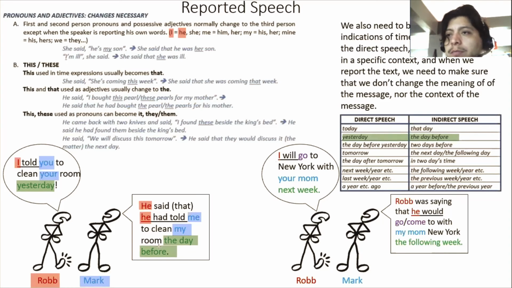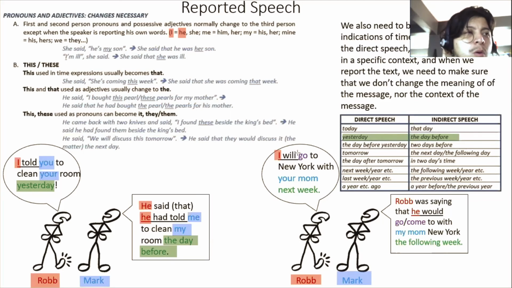Tenemos otra vez a Rob y a Mark. El Rob es el rojo y Mark es el azul. Y están hablando. Y Rob dice, I will go to New York with your mom next week. Voy a ir a Nueva York con tu mamá la semana que entra, ¿sí? La próxima semana. Entonces, cuando Rob dice I, Rob se está refiriendo a sí mismo, a Rob. ¿Sí?